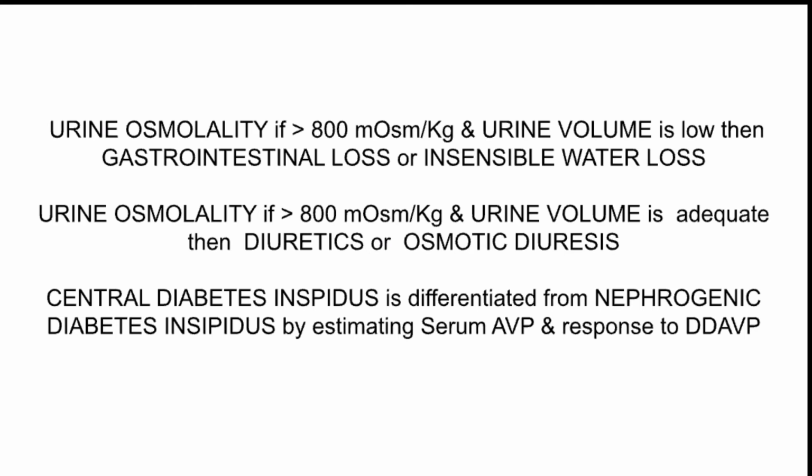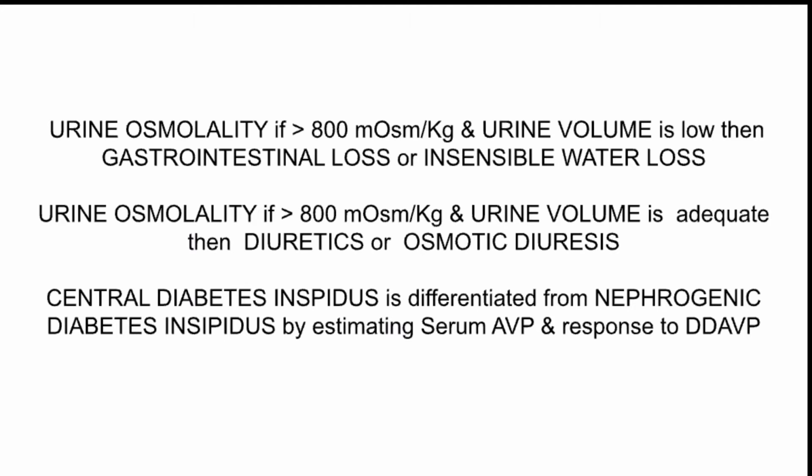Looking at the investigations, if we find that the urine osmolality is more than 800 milliosmoles per kg and the urine volume is low, then the causes of hypernatremia will be loss either from the gastrointestinal tract or loss as insensible water. So essentially hypovolemic causes have these, among these being the gastrointestinal causes because of diarrhea, and insensible water loss from skin due to fever, exercise, exposure to heat and burns.